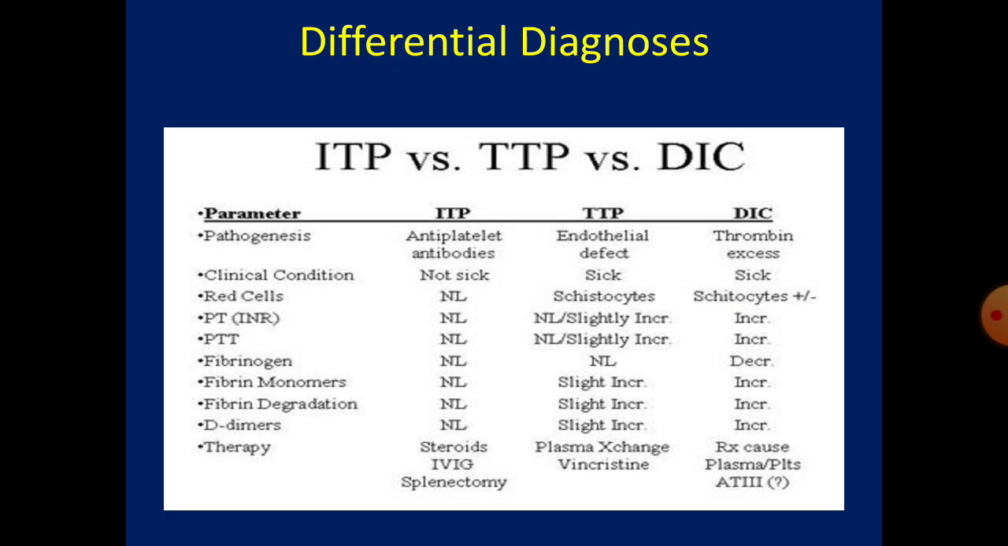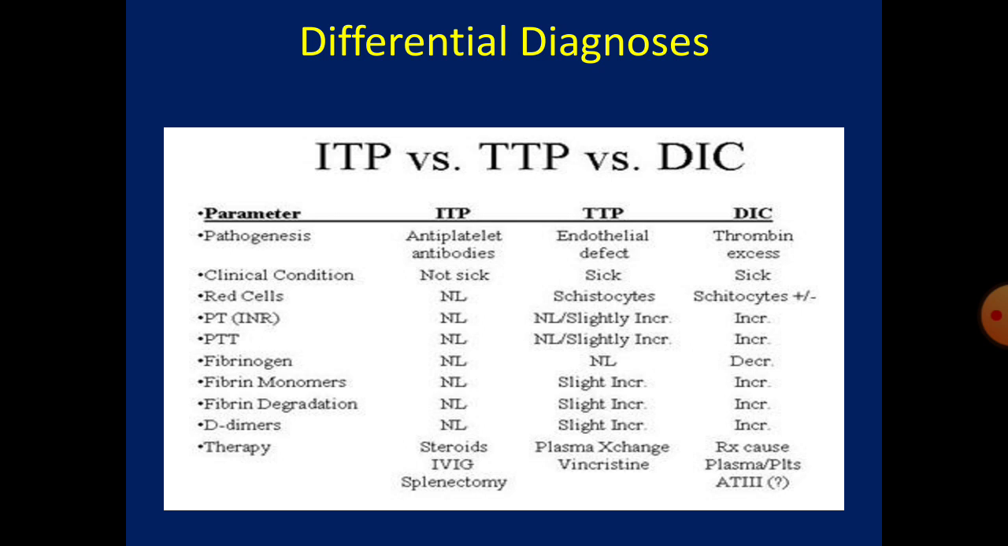And this table shows the difference between ITP versus TTP and DIC. So discrimination between these different causes is very important. In differentiating TTP from DIC, in those patients with DIC, PT and PTT are prolonged, while in TTP they are usually normal.